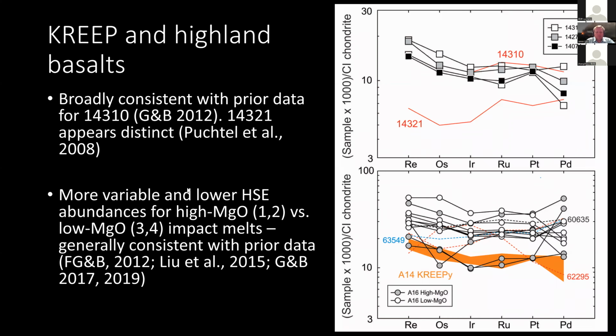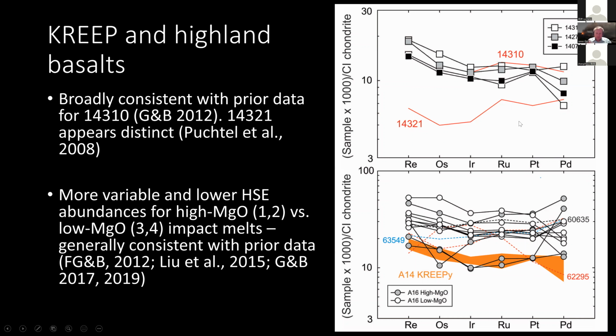At the Apollo 16 site, we see much more variable and lower HSE abundances for the high MgO versus the low MgO impact melts. They're generally consistent with prior data from Fischer-Gerd and Becker, Liu et al., and so on. You can see that I've split them into high magnesium and low magnesium. High magnesium means Cayley plains, low magnesium means Descartes formation for the most part. You can see that there is some distinction. In general, these low MgO rocks from the Descartes, which is older, tend to be more HSE rich.